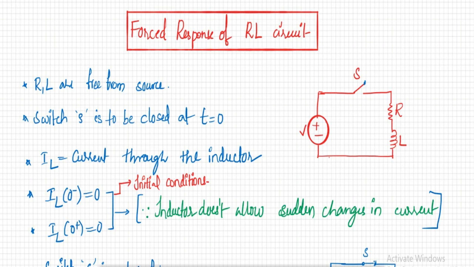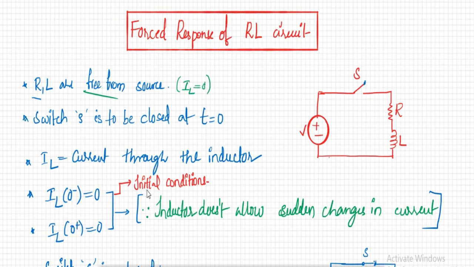Hello students, now let us try to understand the forced response of an RL circuit. So what is a forced response? Forced response is nothing but connecting a source to a network. Here R and L are free from any source for a very long time. That means no source is connected to R and L, so the inductor current is equal to 0 at this instant.